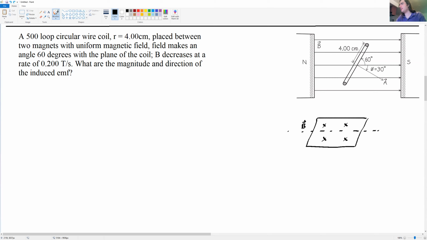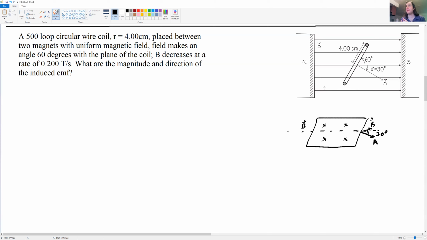So this is like the area vector there, three-dimensionally, and then maybe the magnetic field is going like this here. So this is our angle of 60 degrees. Excuse me, that's the 30-degree angle. Okay, so that's the first thing you've got to understand. It's a loop of wire, and there are many loops. This is a three-dimensional picture, not a two-dimensional picture like what we're seeing here.